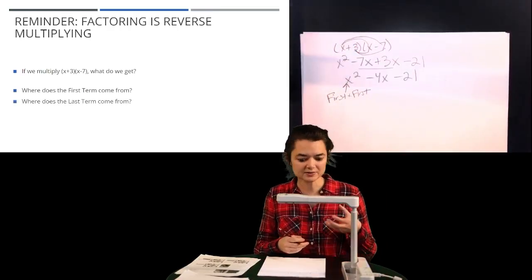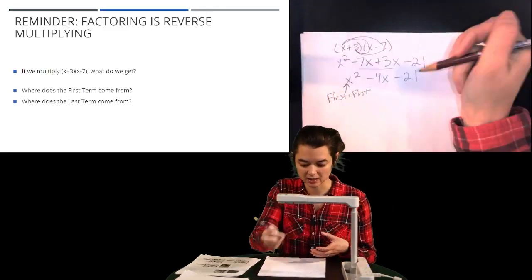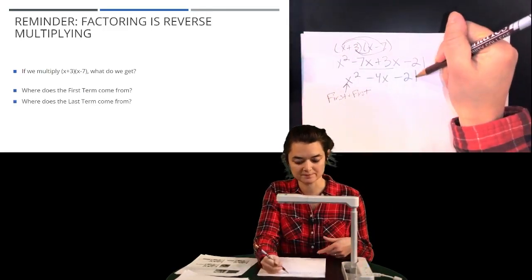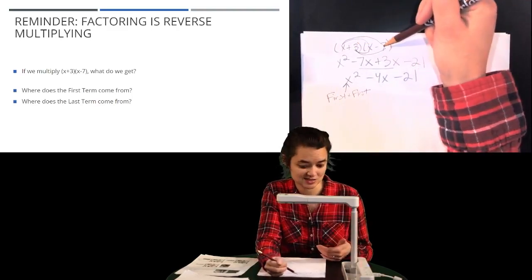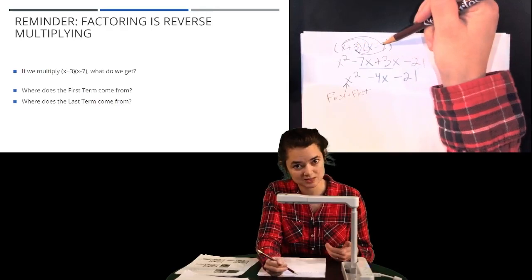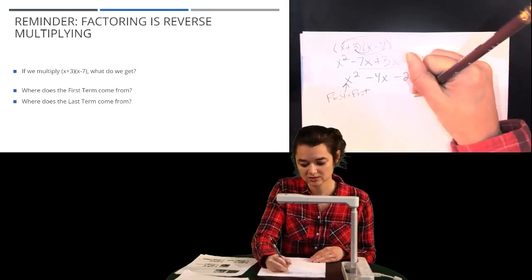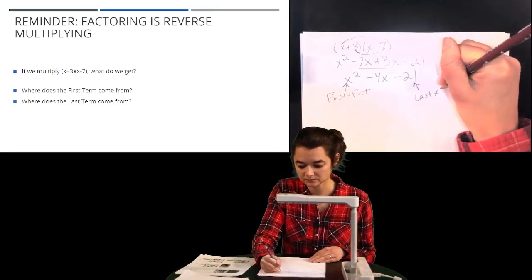All right, well, how about the last term? That one's not too bad to think about. Where did the negative 21 come from? Well, negative 21 came from me multiplying the 3 and the negative 7, so that was the last term times the last term to get to the negative 21.